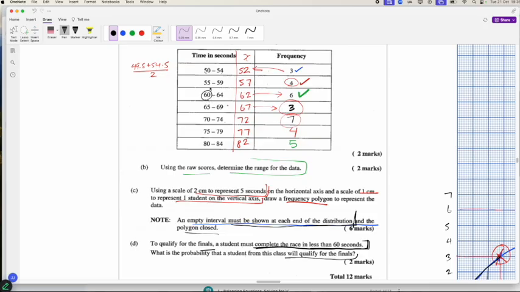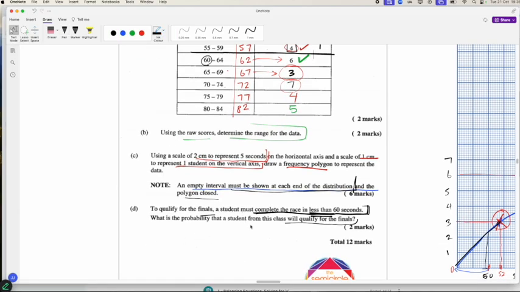Who are the people completing it in less than 60 seconds? Notice they say less than, so you're not including the 60. So these are the guys doing it in less than 60 seconds. It is 7 students doing it in less than 60 seconds.